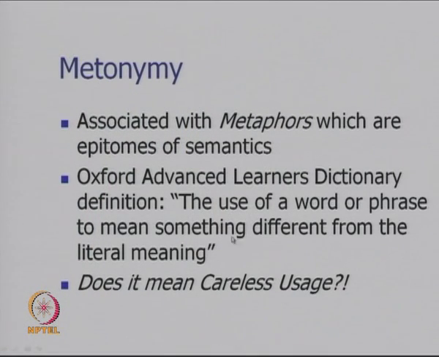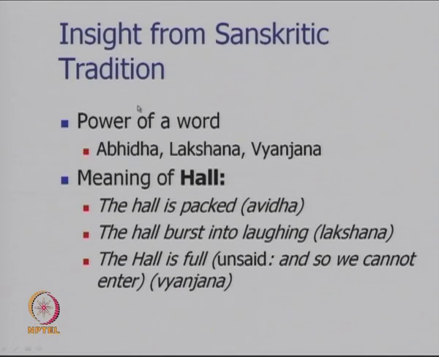Continuing with the slide, again we repeat the definition of the Oxford Advanced Learner's Dictionary: the use of a word or phrase to mean something different from the literal meaning. Now, there are lots of insights from our traditional Sanskritic tradition. To understand metonymy, we have to understand different nuances of a word. The power of a word is expressed by these three terms: abhidha, lakshana and vyanjana. So, we exemplify these concepts through the word hall.